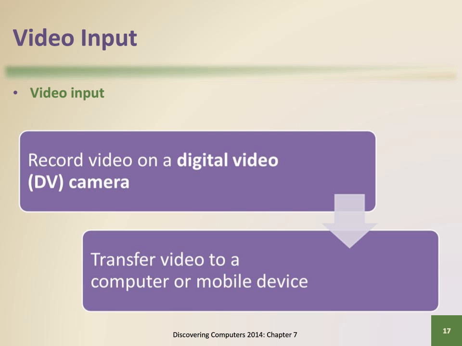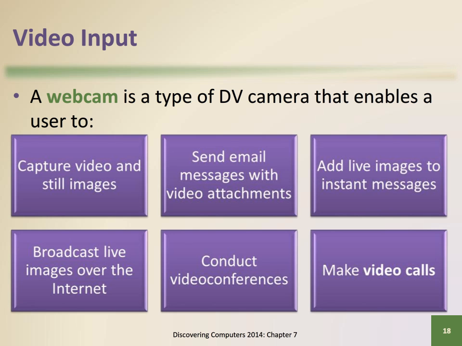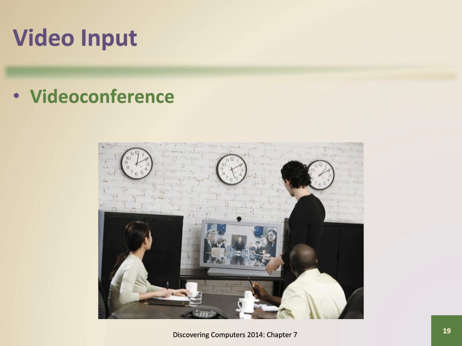Video input is the process of capturing full motion images and storing them on a computer or mobile device's storage medium. Video can be recorded using a digital video camera and then the video can be transferred to a computer or mobile device. A webcam is a digital video camera that is used for video input and has many uses. A video conference is a meeting between two or more geographically separated people.